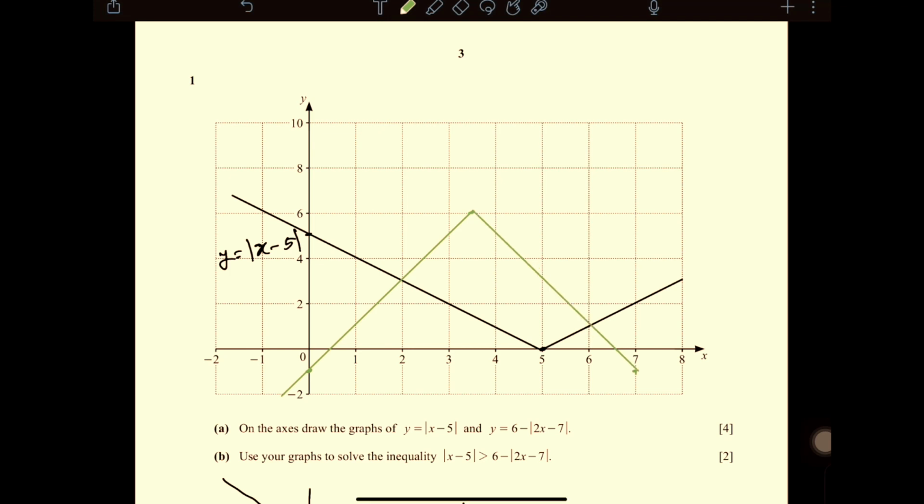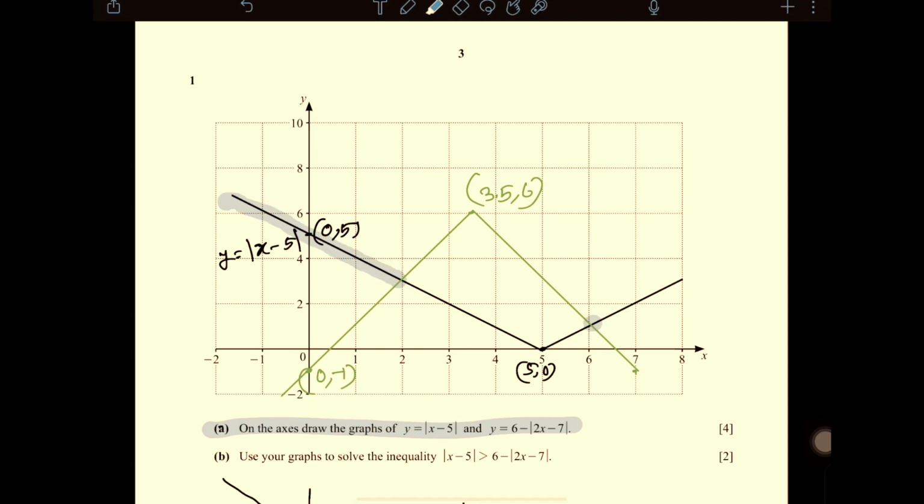So this is the graph. It meets at 0, minus 1, and it is 3.5, 6, and okay, 0, 5, and this point is 5, 0. 5 is greater than, that means it indicates this part and then that part. So let me find out the coordinates of this point and that point.